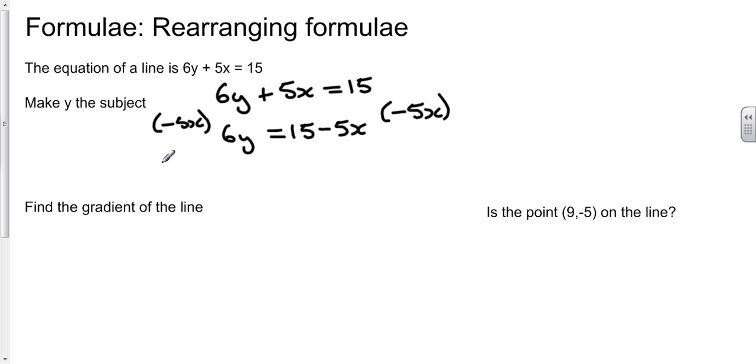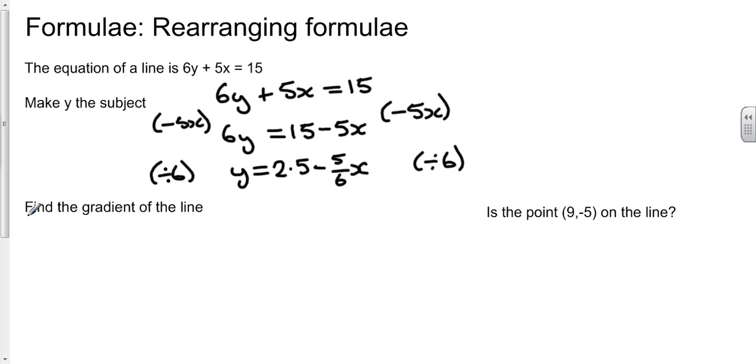Now we've got 6y's, but we only want it to be y equals, so we're going to need to divide by 6. If we do that, we'll just get y on the left hand side. 15 divided by 6, well 6 goes in twice, and you've got 3 left over, which is half of it, so 2.5. And if we divide 5 by 6, well, we can just write that as 5/6. And we have now made y the subject.